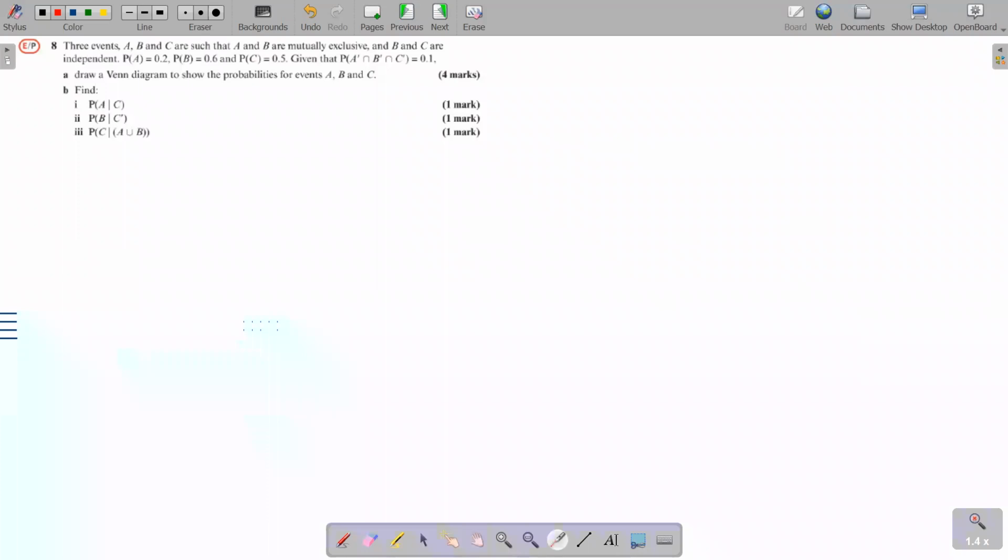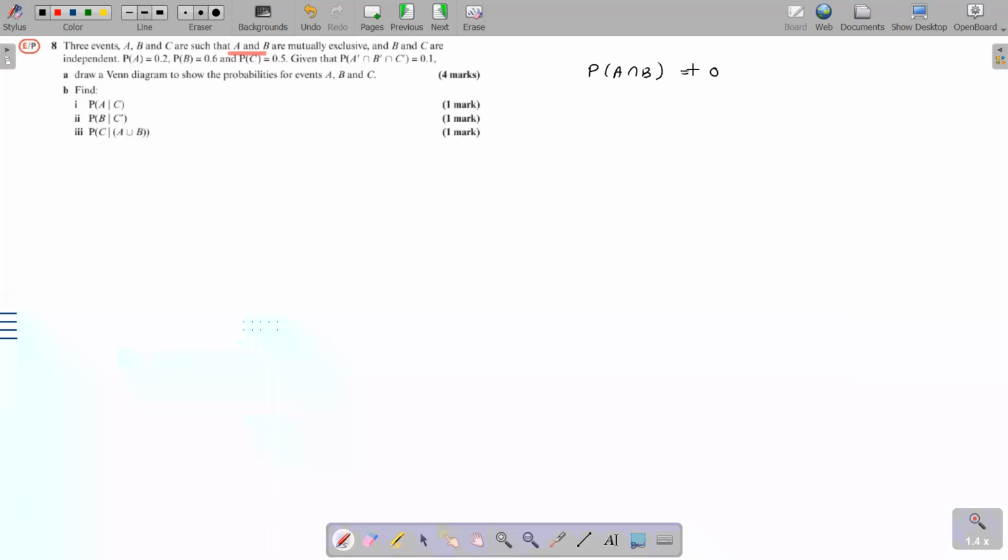All right, guys. We'll move on to question number 8. Three events A, B, and C are such that A and B are mutually exclusive, and B and C are independent. So there's so much information here. Number one, A and B are mutually exclusive. If two events are mutually exclusive, they have no intersection. Basically, if you're drawing, the circles must be drawn separately. The probability of A intersection B is 0. 0 means it's not happening. That's an event that's never happening.